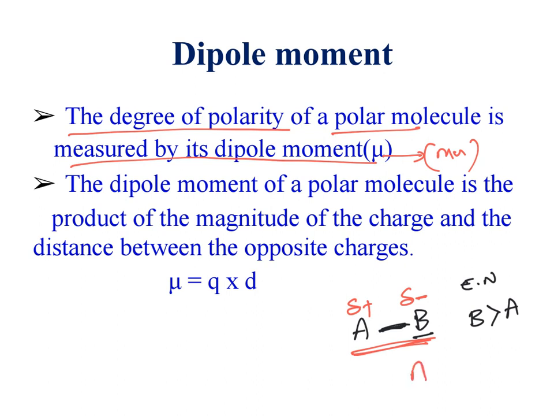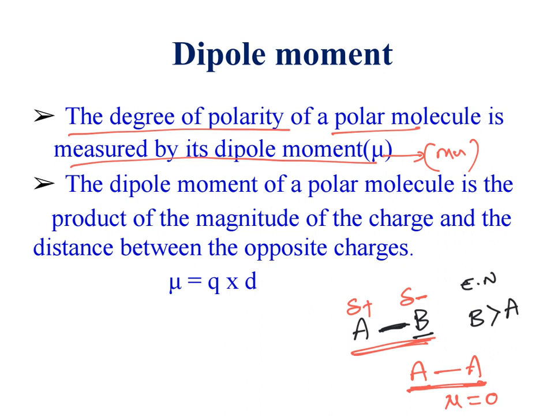Let us assume a molecule which has A and A. Now this A and this A are both identical. Electron polarization cannot be seen in this molecule. This molecule we call a non-polar molecule. In these cases the dipole moment is 0. So we see the dipole moment in the polar molecule, which has a permanent dipole moment. That's what we say: the degree of polarity of a polar molecule is measured by its dipole moment.